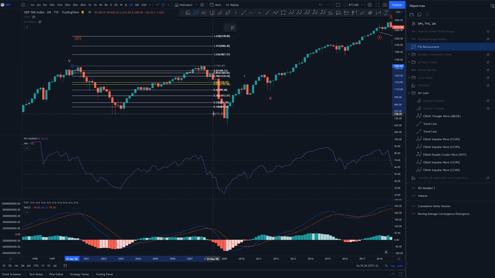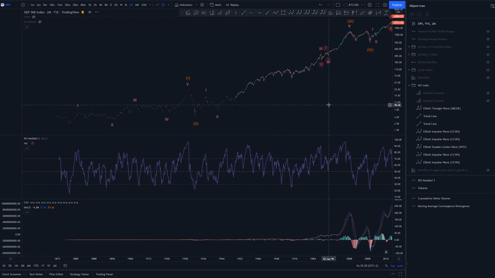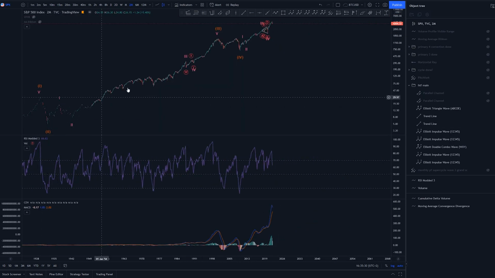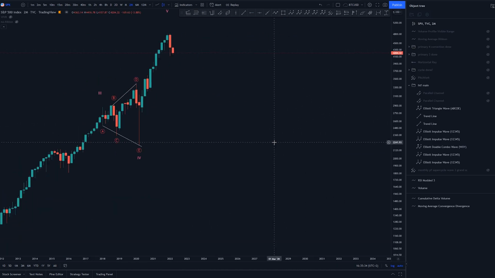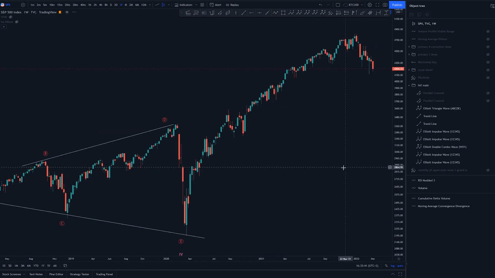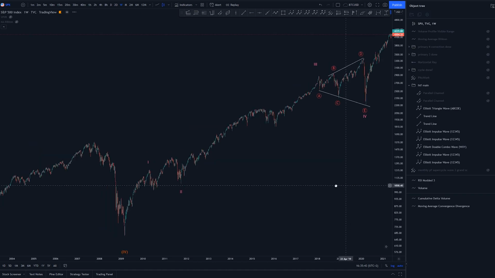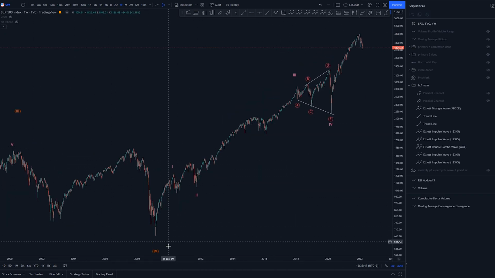So this looks like an expanded flat, so that's what I think. Yeah, so this is a zigzag, expanded flat, alternation between the corrections, which is something that we are looking for always. Now that brings us to the current price action after this expanded flat into the Supercycle 4.